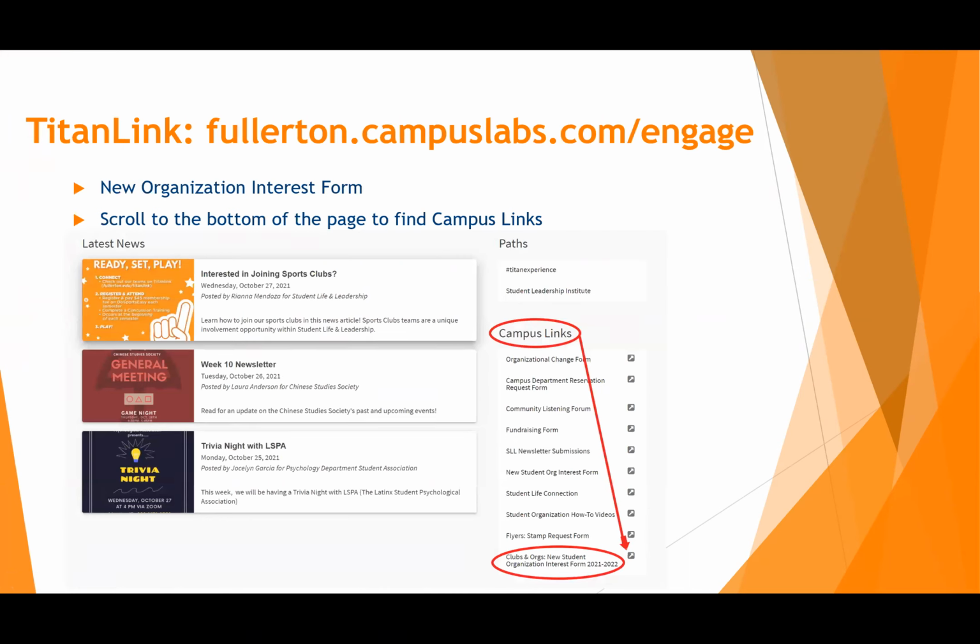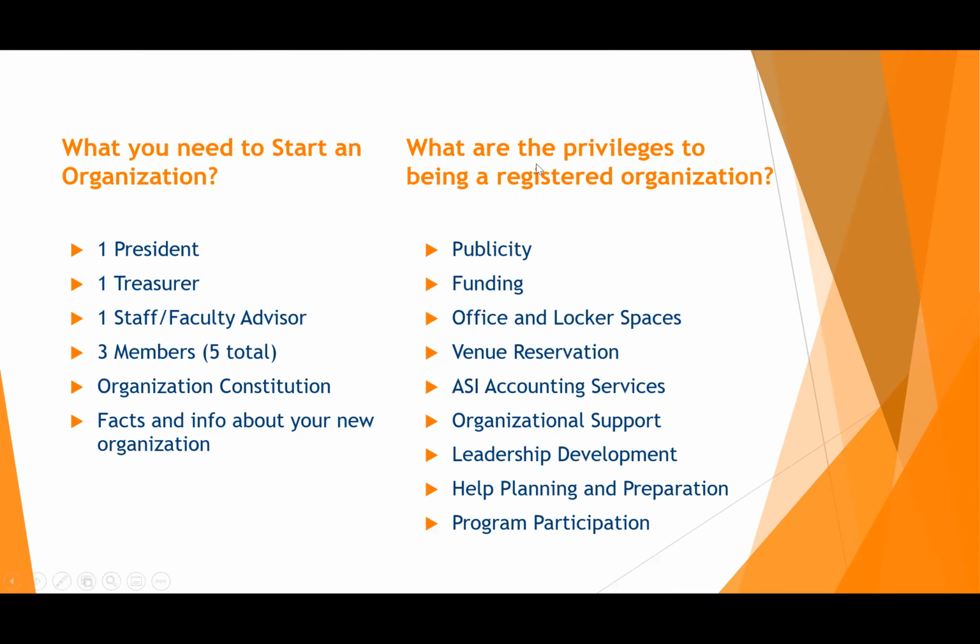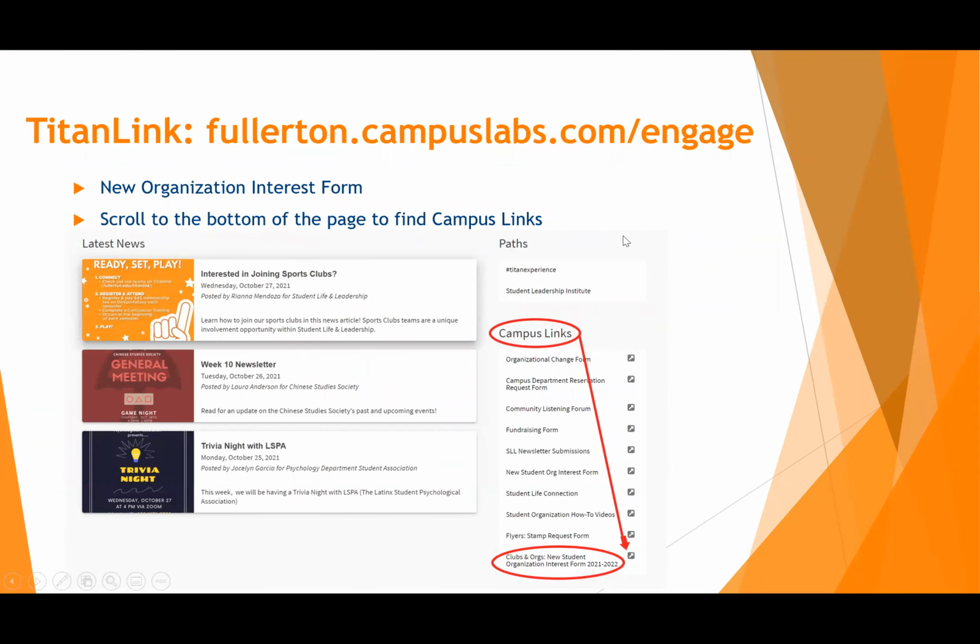Okay. So what you want to do in order to register your new student organization is first fill out the new organization interest form. You can find that on Titan Link. If you go to this link, fullerton.campuslabs.com/engage, and then scroll down to the bottom of the page to find the campus links. As you can see here, campus links is circled in red, and go all the way down to clubs and orgs, new student organization interest form, 2021 to 2022. So you want to fill that out first.